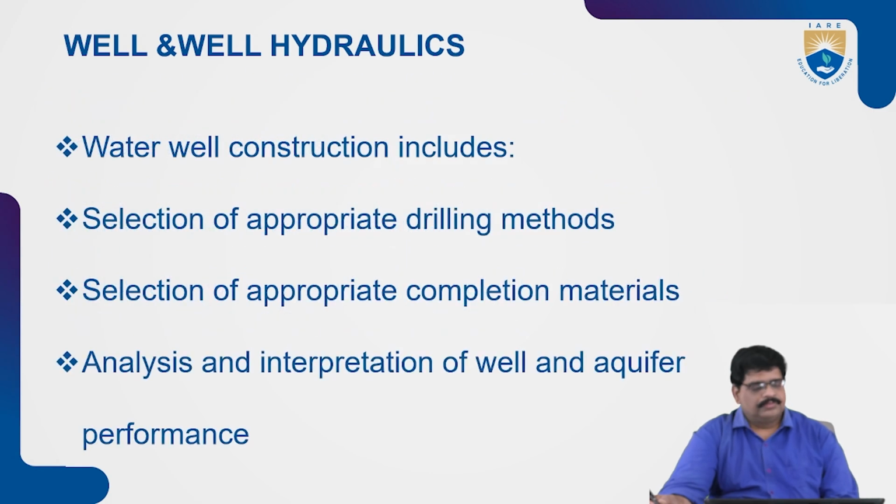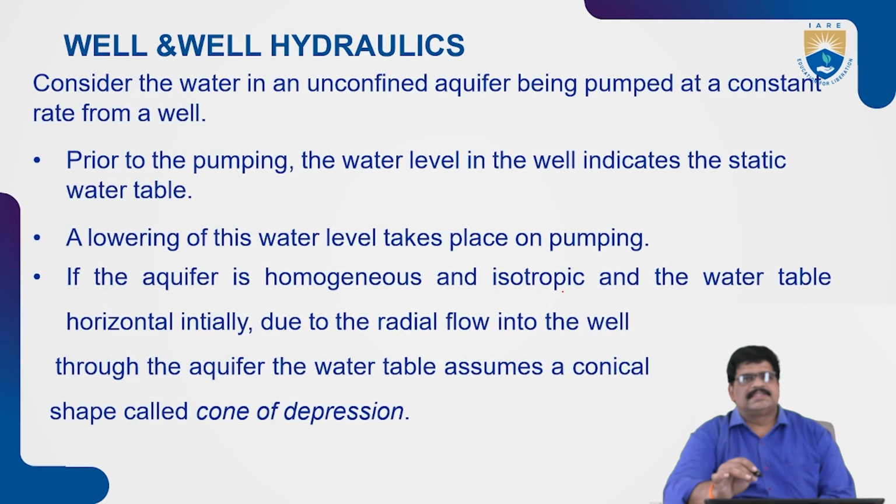Next, well water levels. Water well construction includes selection of the appropriate drilling methods, selection of the appropriate casing materials, and analysis and interpretation of well and aquifer performance. Next, consider the water as in unconfined aquifers and the constant of the well. Prior to pumping of the well, the static water table is indicated. A lowering of this water level takes place during pumping.